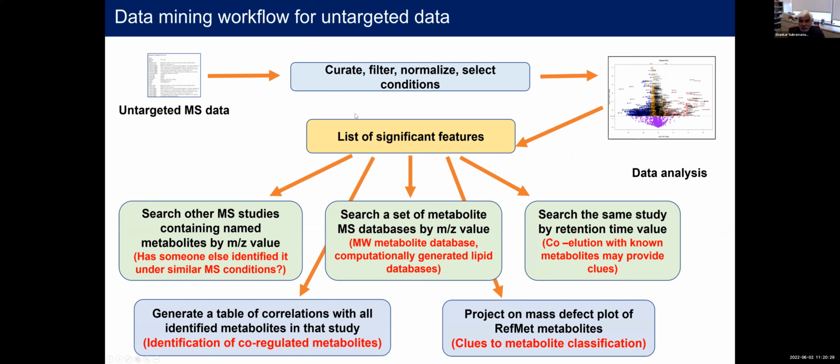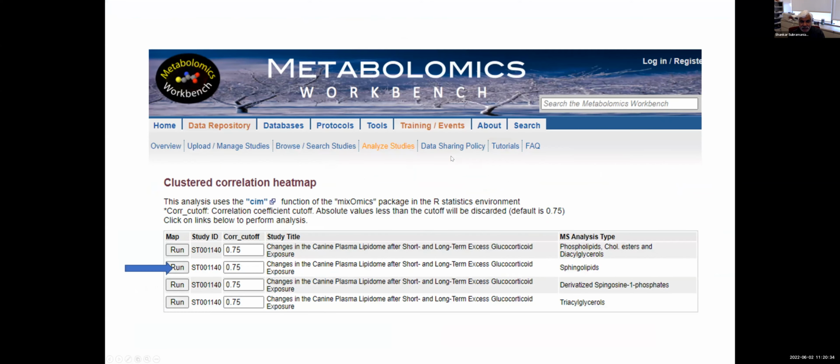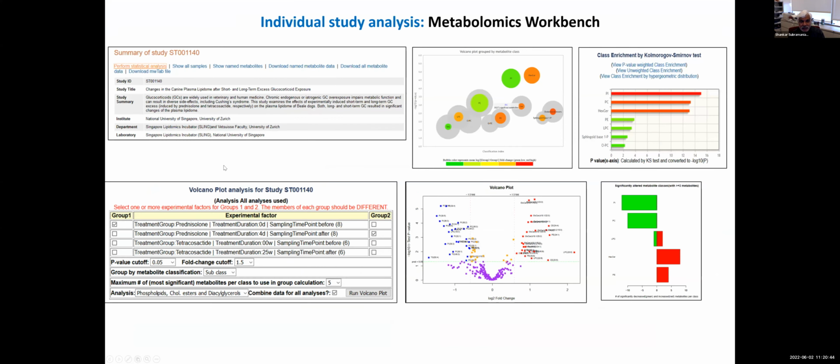How about data mining, I'm sorry, I already mentioned data mining for untargeted data. Here's an example of searching through changes in the plasma lipidome after short and long-term exposure to glucocorticoid. I can look at a comparison between two groups, treated with prednisone, with sample time points before and after treatment. And so I can look at the volcano plot, and look at significance: hexosylceramides and phosphoethanolamines are increased. This is all immediate analysis that we can perform.